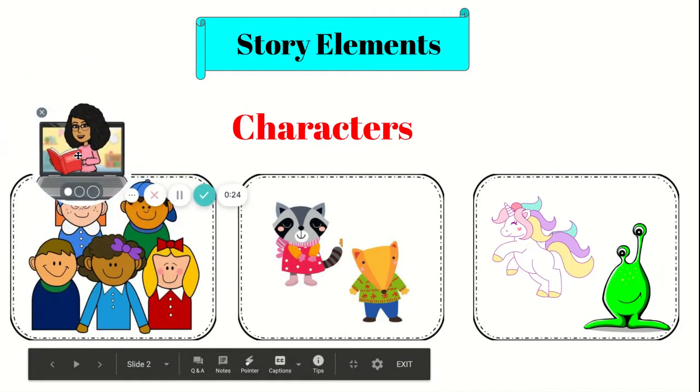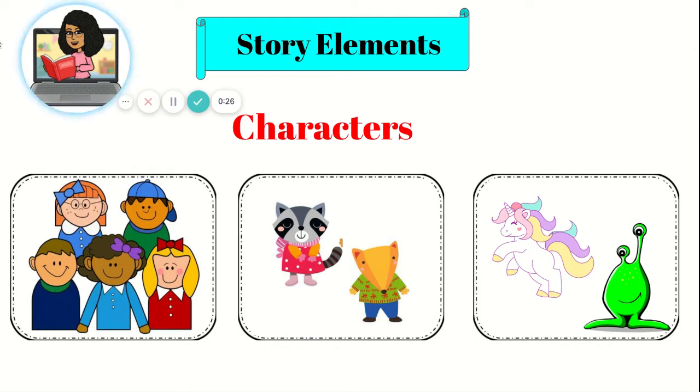Story elements are characters. Some authors use real people in their stories as characters. Some add characters like animals and pretend characters like unicorns and aliens. As you listen to the story Owen, think about the characters that Kevin Henkes uses in his story.